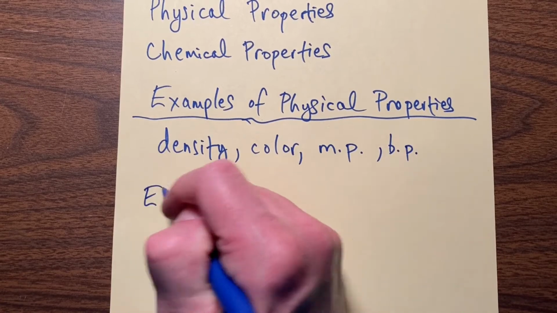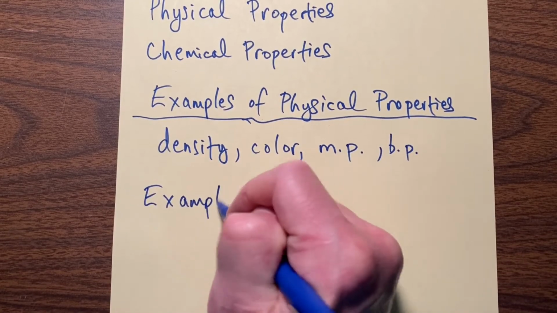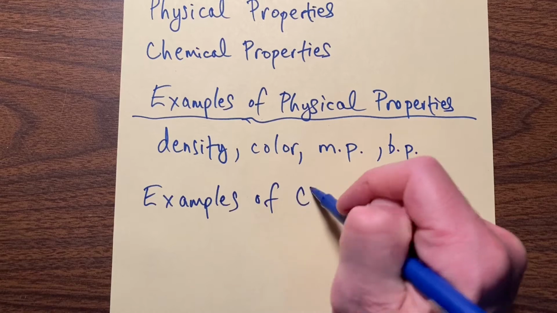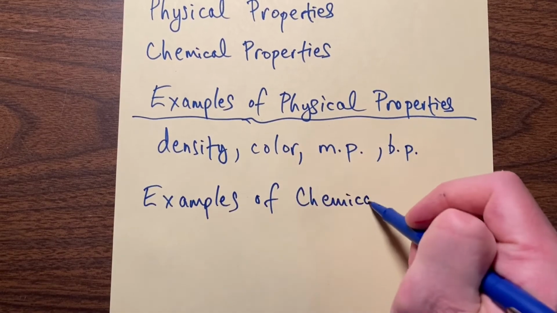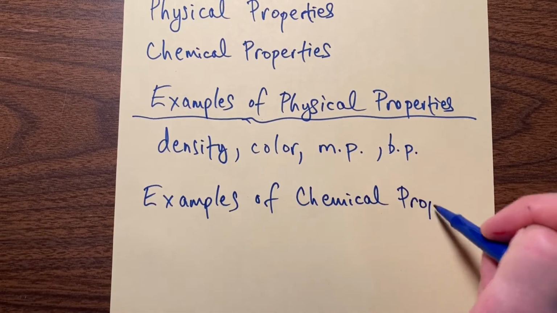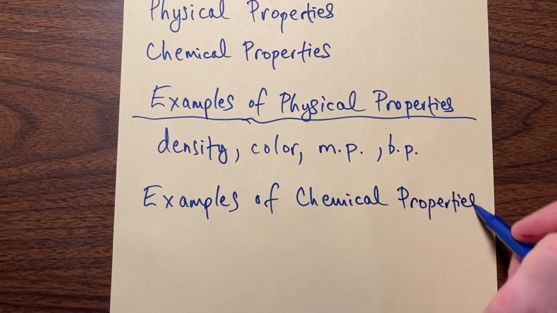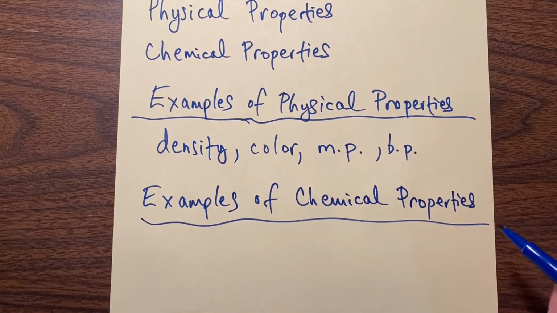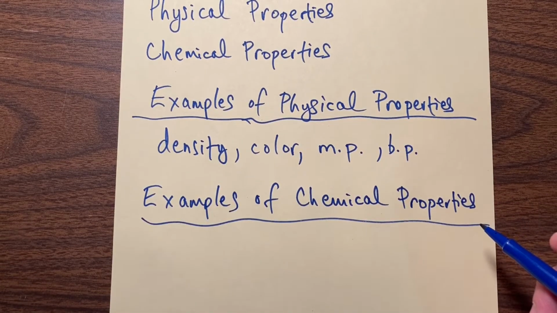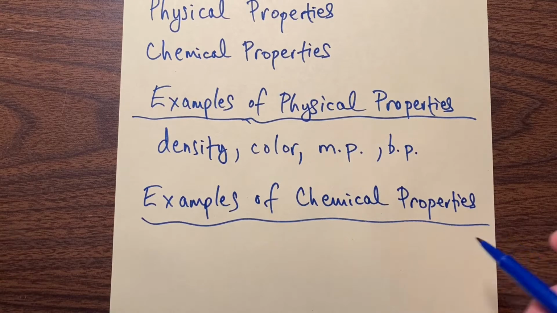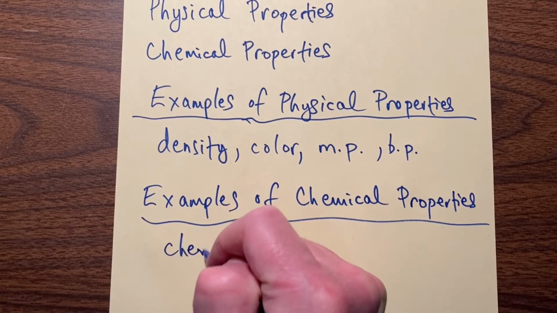Examples of chemical properties. Try to think of some. Anything that causes a change in the formula of a compound, causes it to convert into something else, is a chemical property. So it's chemical reactivity.